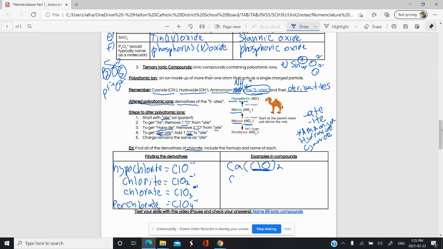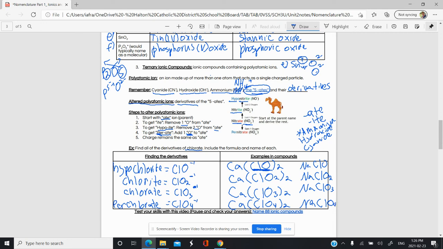I could have calcium chlorite, Ca(ClO2)2. That's in a compound. I could have calcium chlorate, Ca(ClO3)2. And I could have calcium perchlorate, Ca(ClO4)2. Likewise, I could have sodium hypochlorite, NaClO. I could have sodium chlorite, NaClO2. I could have sodium chlorate, NaClO3. And I could have sodium perchlorate, NaClO4.